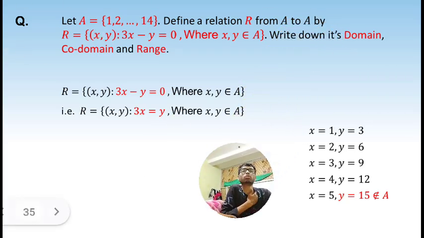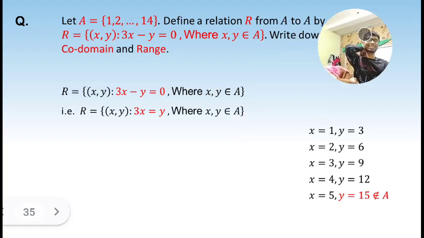Now next, let A is equal to {1, 2, 3, ..., 14}. Define a relation R from A to A by R is equal to {(x, y)}, where 3x minus y is equal to 0, where x, y should belong to A. Write down its domain and range.